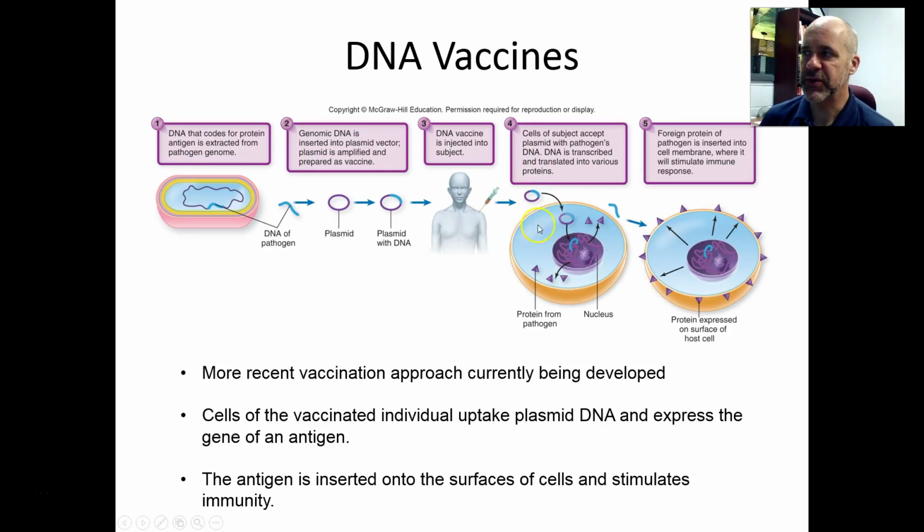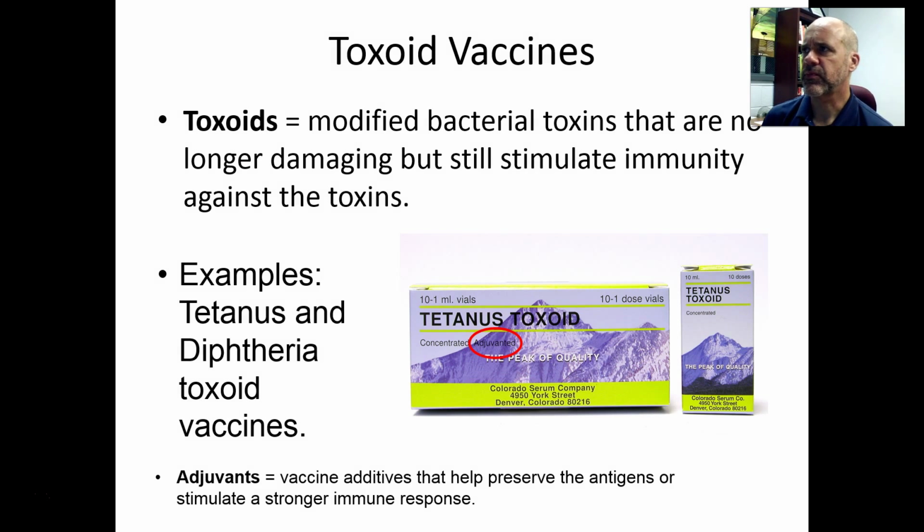And once your cells do that, you've got the DNA, the gene, the blueprint coding for the antigen. So your cells start making the antigen, and they display it on the surface, and that will stimulate an immune response. This is a newer type of vaccination, and down the road you may wind up giving your patients DNA vaccines. All right, how about toxoid vaccines?